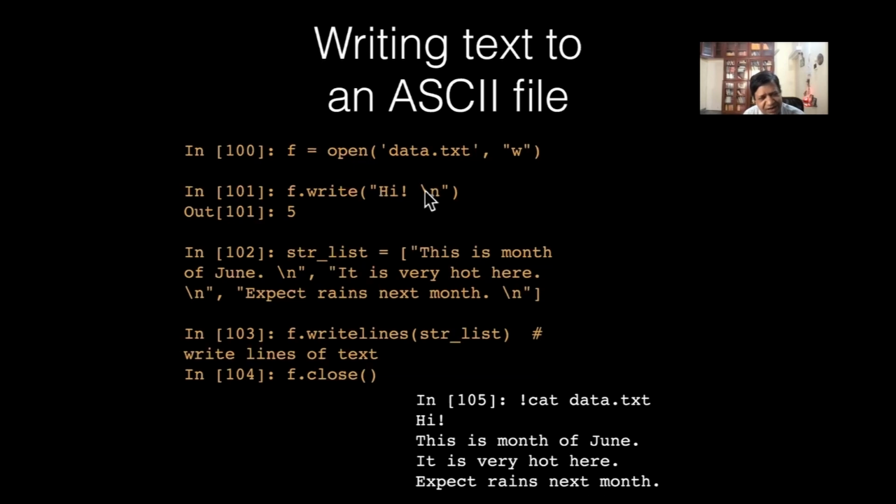This is the first string, "hi!", and \n was the next line character. So after "hi!" there's a line break, so the next string comes here. If you don't put the line break, then "this is the month of June" would have started on the same line. So that's how we print the text of a file.